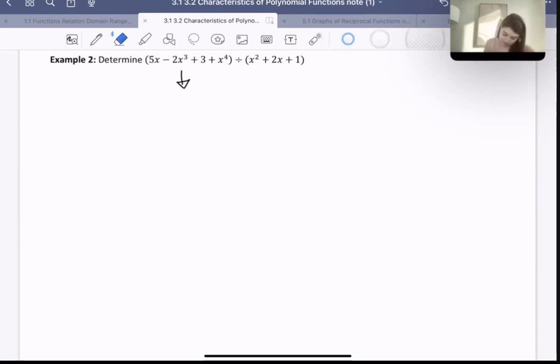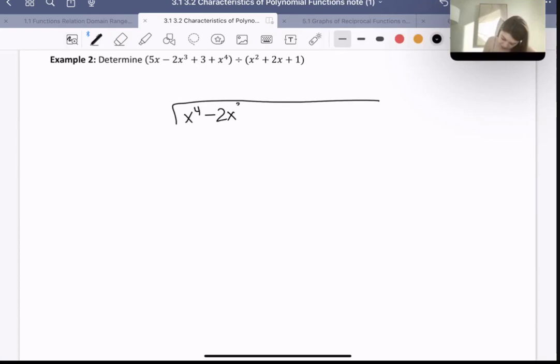So the order I'm going to put this in is I'm going to start with x to the power of 4, then negative 2x cubed. It doesn't look like there's any x squared, so I'm just going to write plus 0x squared as a placeholder to show that there is no x squared. Plus 5x is the next one, and then plus 3 at the very end. So there we go. Okay, then I'm going to put x squared plus 2x plus 1 right over here.